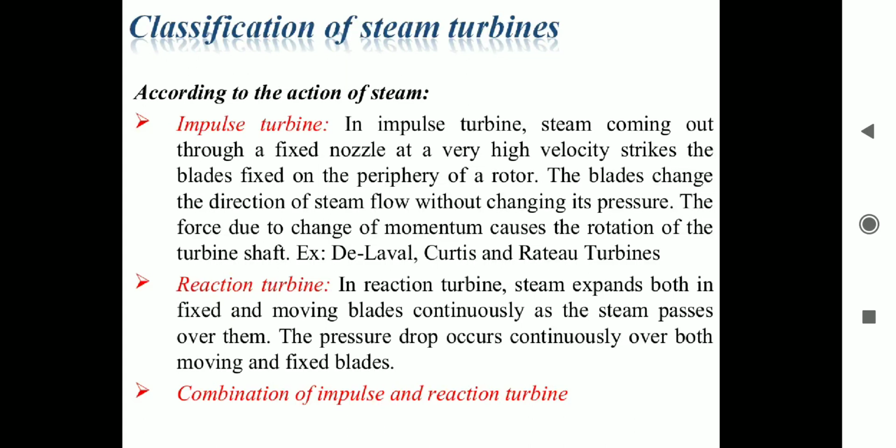And in the reaction turbine, the pressure is not constant; the pressure changes in the blades. In the reaction turbine, steam expands in both the fixed and moving blades continuously as the steam passes over them, and the pressure drop occurs continuously over both the moving and fixed blades. The third type is the combination impulse-reaction turbine.